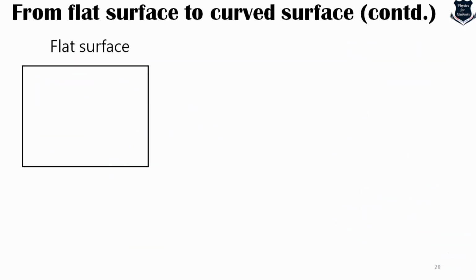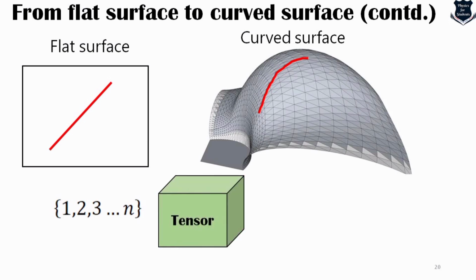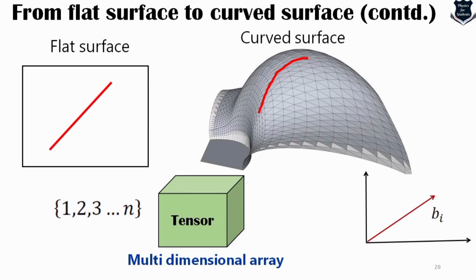So if we get a flat surface, we get a straight line like this, no problem. If we get a curved surface, we get something which moves like this. If we take linear algebra, we make a matrix 1, 2, 3 up to n. The tensor basically gives that kind of thing which is called a multi-dimensional array. Why? Because if you get a graph like this, the basis can move this way or this way or this way, but the vector remains the same and the tensor also varies accordingly.